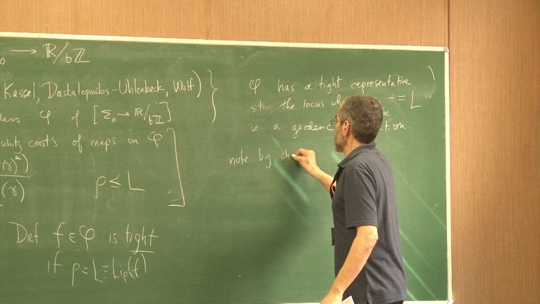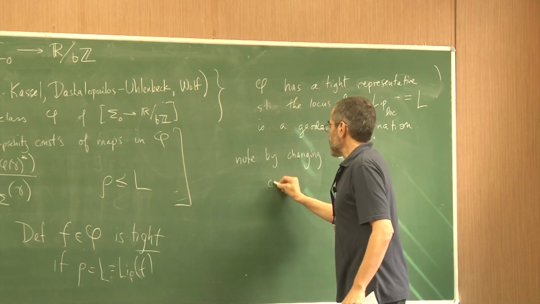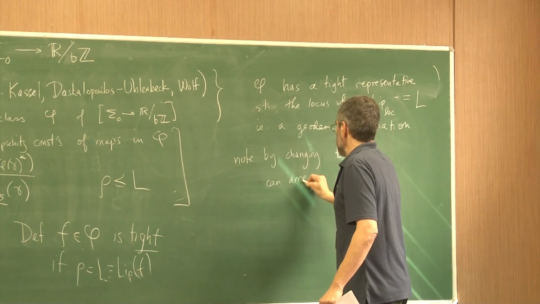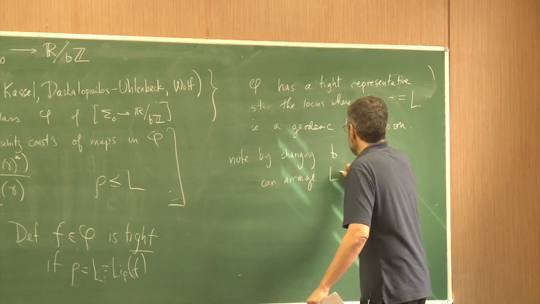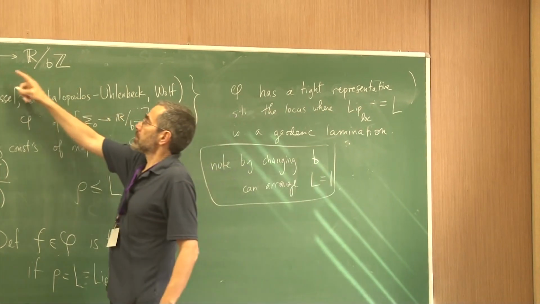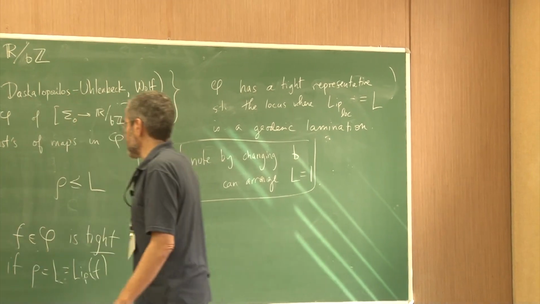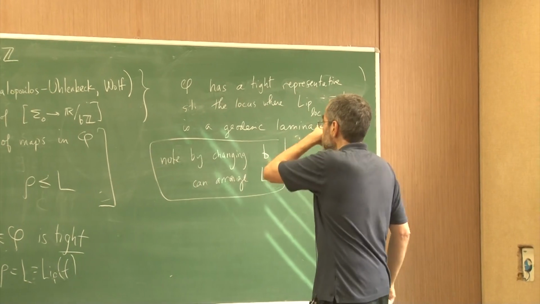I can also note by changing B, I can arrange for L to just be equal to 1. And I sort of want to think about that. So I can always rescale the circle so the Lipschitz constant is 1. And that's the map I want to look at. So these are called tight maps.